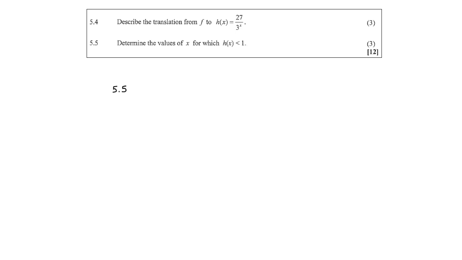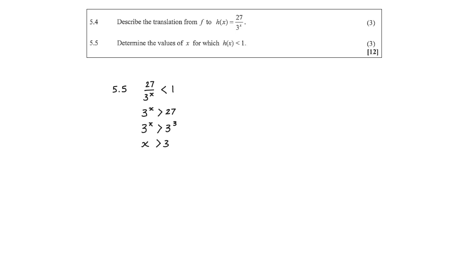Now there are 3 possible methods that you can use. Let's look at the first method. h(x) is 27 over 3 to the power of x. So we can say 27 over 3 to the power of x is smaller than 1. Then we multiply by 3 to the power of x to the right, and then 27 is smaller than 3 to the power of x, and this can be rewritten as 3 to the power of x is bigger than 27. 27 can be written as 3 to the power of 3. And now that the bases are the same, we can look at the exponents and then say that x is bigger than 3.